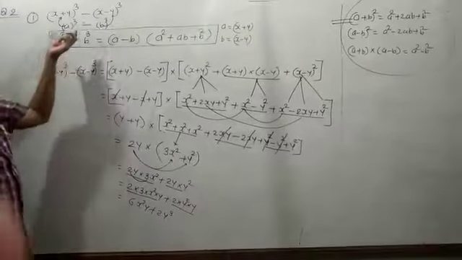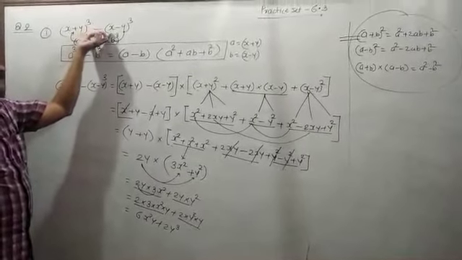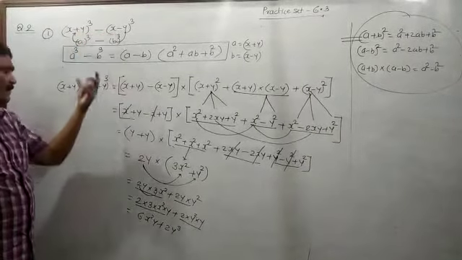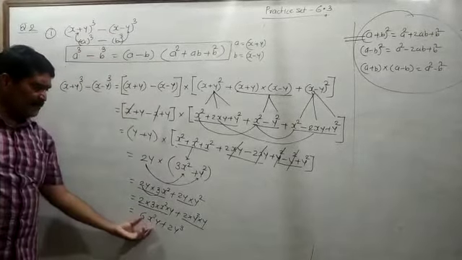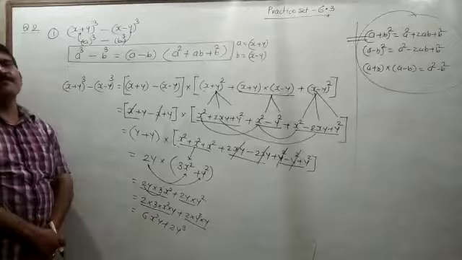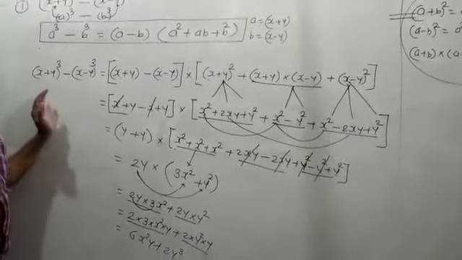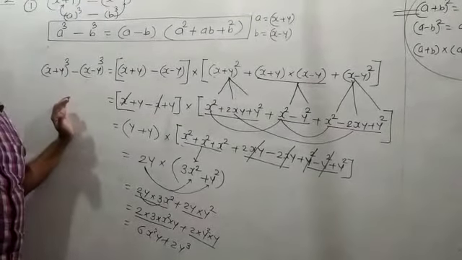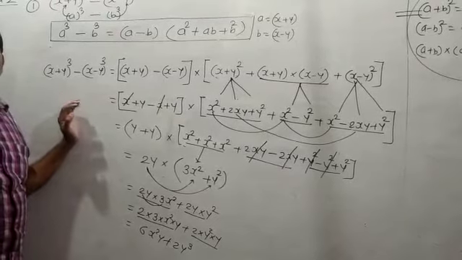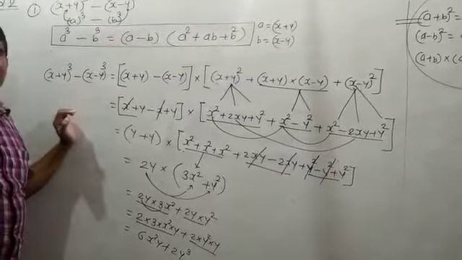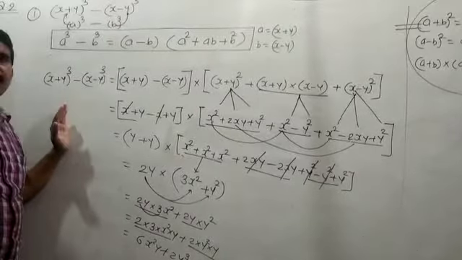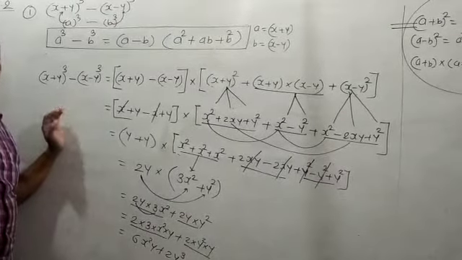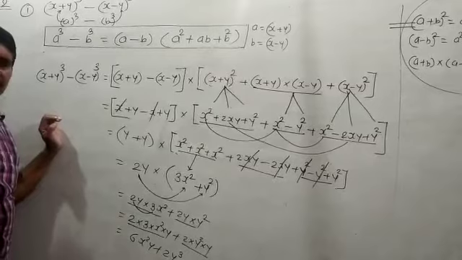So when you solve this expression by the a cube minus b cube identity, the answer comes 6x square y plus 2y cube. Try to understand these things properly. This is a little bit difficult, but if you understand all of this properly, it is very easy. So solve this properly and write it in the classwork notebook. Thank you.